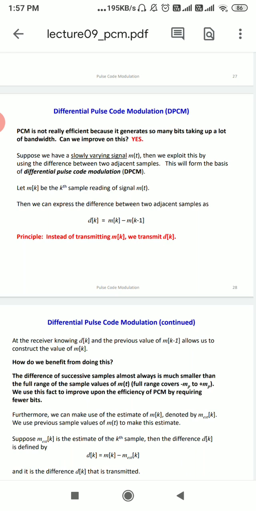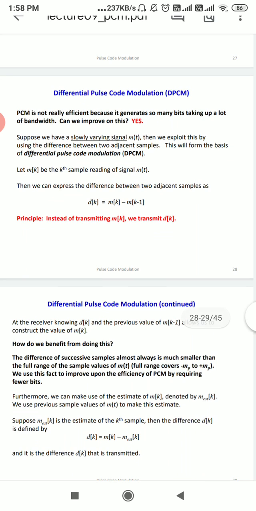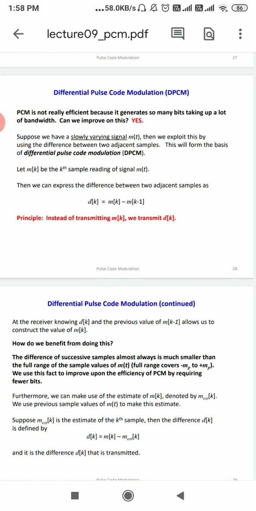So we can call that sampling process differential pulse code modulation. It is an improved version of pulse code modulation, because here the signal varies slowly. This forms the basis of differential pulse code modulation, where we take the difference between two adjacent samples. Let us consider M of k to be the kth sample of the signal M of t.